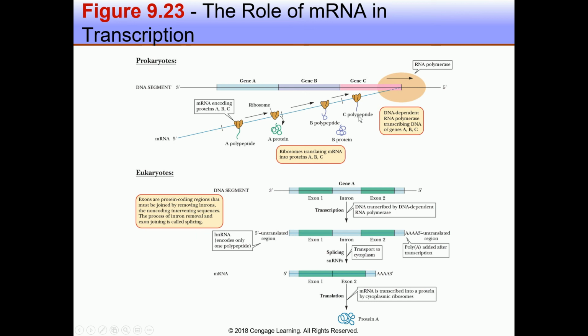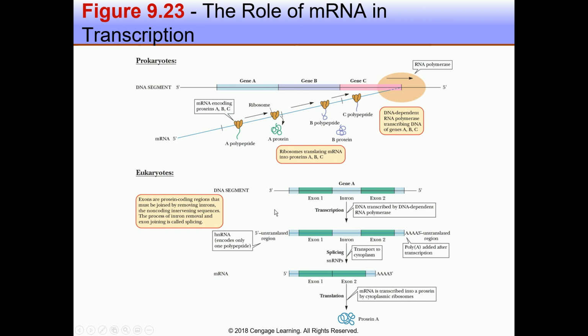So it's going to make polypeptide B, and this part is going to make polypeptide C. The important thing to know from here is that in the prokaryotes, once the mRNA is formed, it is ready for the next step, which is translation. There is no processing required in prokaryotic transcription. No further processing is required.